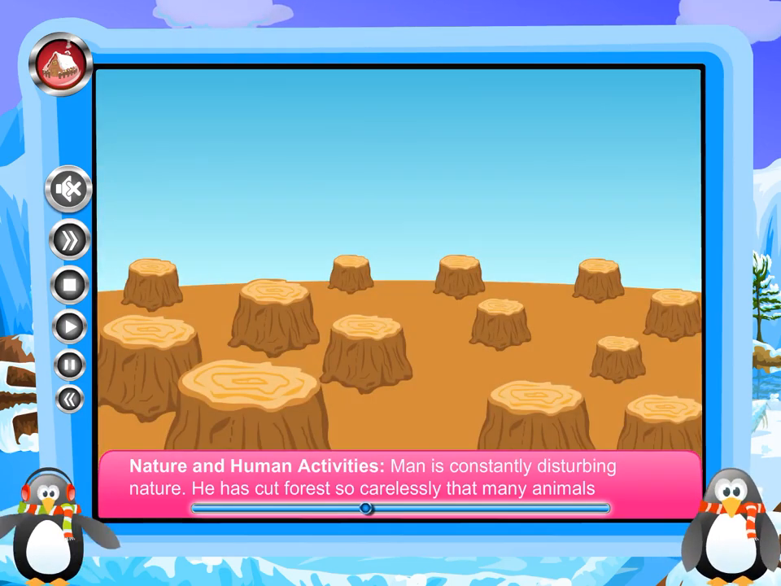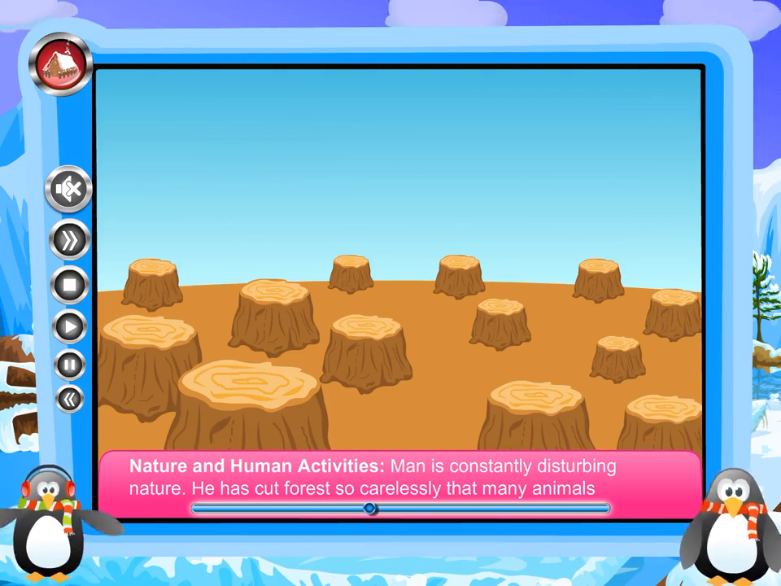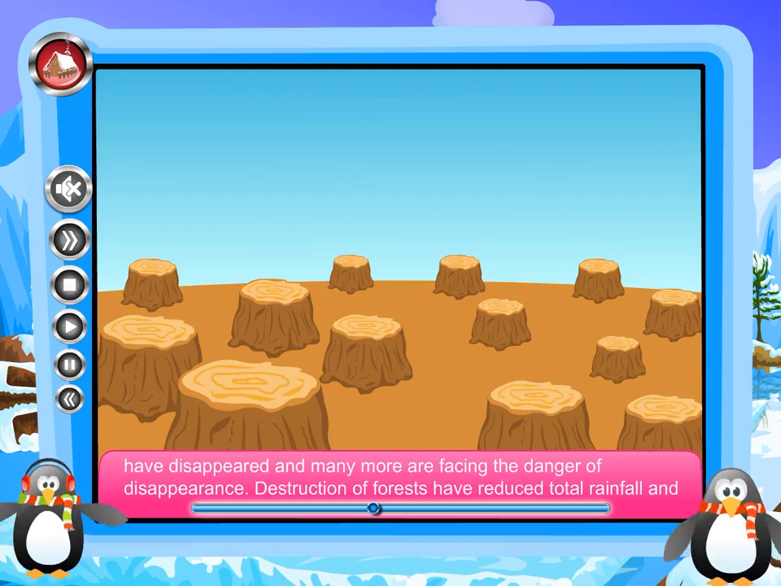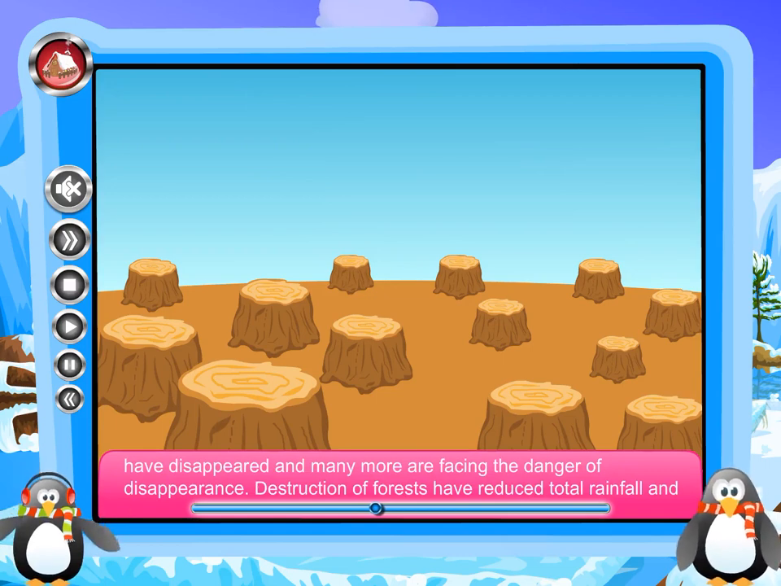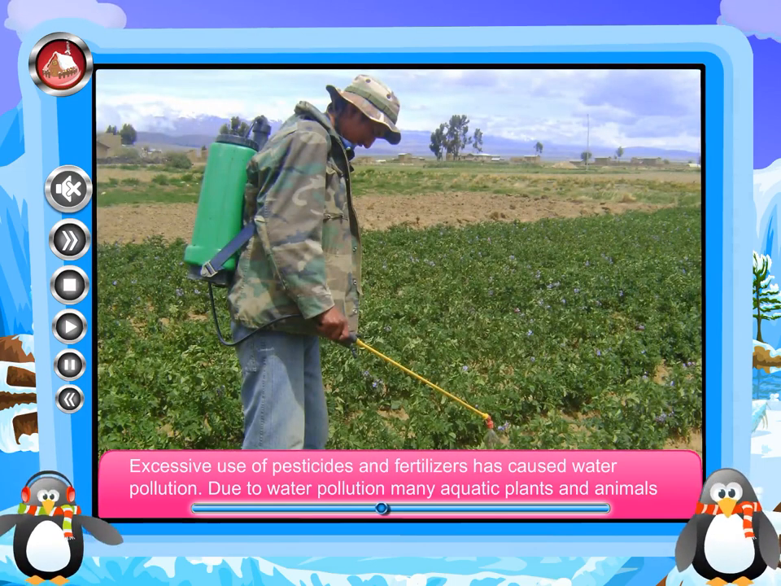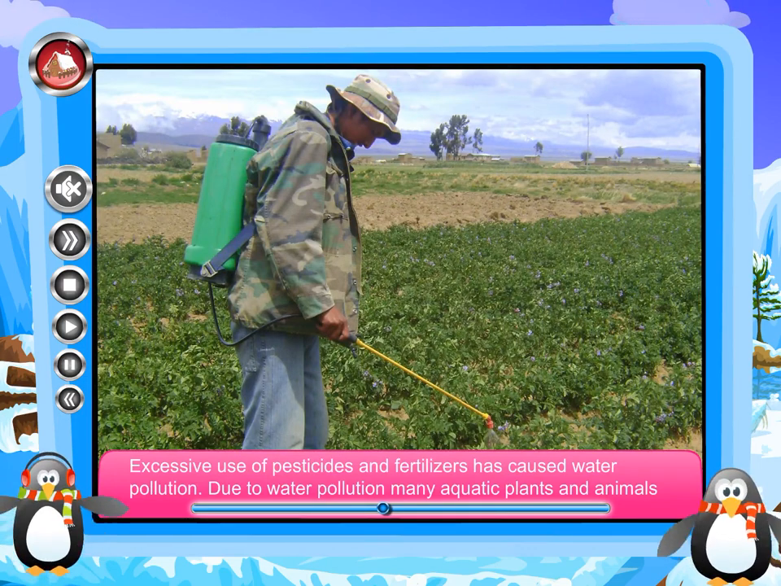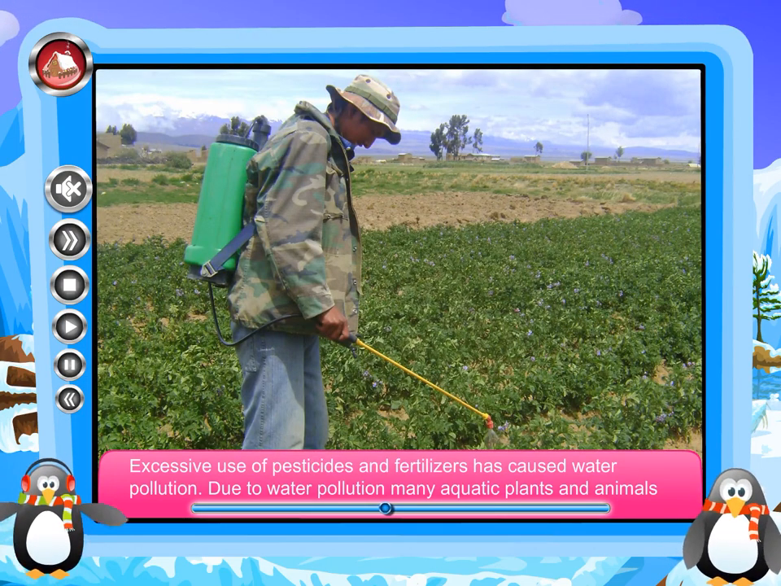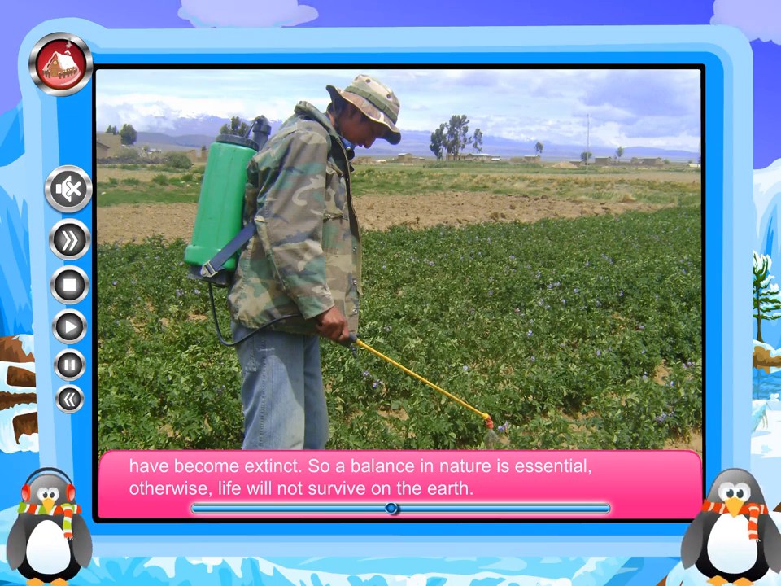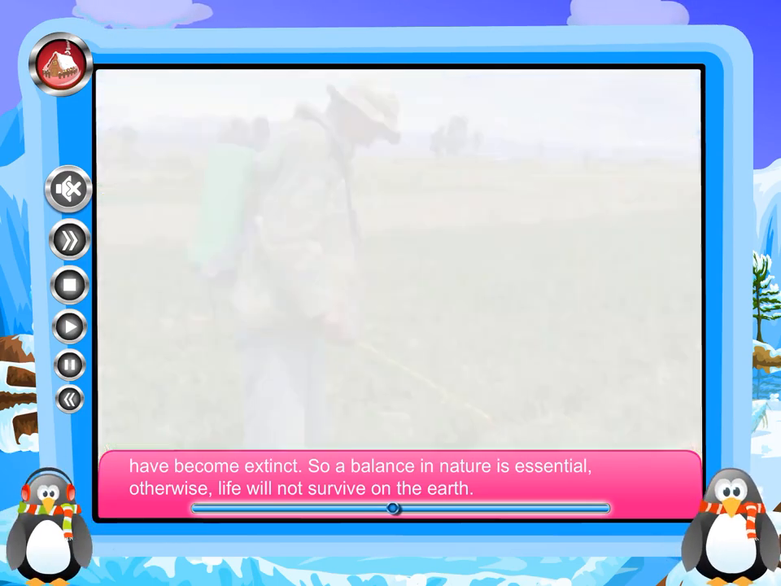Nature and human activities. Man is constantly disturbing nature. He has cut forests so carelessly that many animals have disappeared and many more are facing the danger of disappearance. Destruction of forests has reduced total rainfall and increased soil erosion. Excessive use of pesticides and fertilizers has caused water pollution. Due to water pollution, many aquatic plants and animals have become extinct. So a balance in nature is essential. Otherwise, life will not survive on the earth.